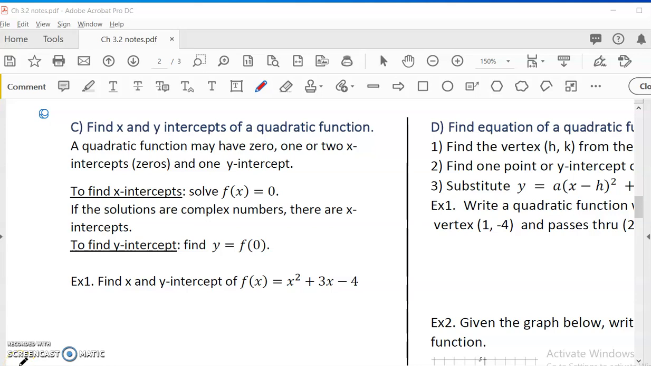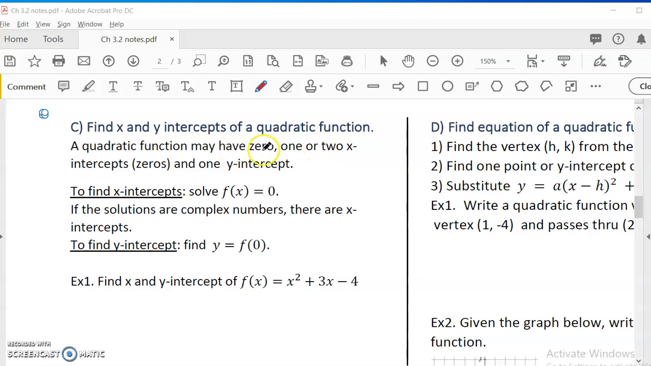Hello, Precalculus student. This video is for Chapter 3.2, Quadratic Function Part 2. We're going to continue to look at features of a quadratic function, relating a formula with the features of a quadratic graph. When we look at a quadratic graph, we say that it would have some zeros.